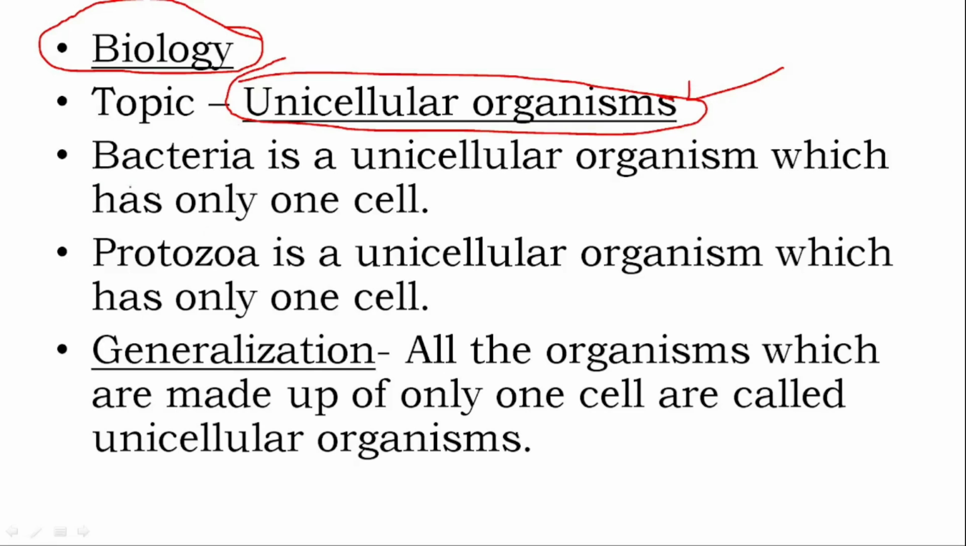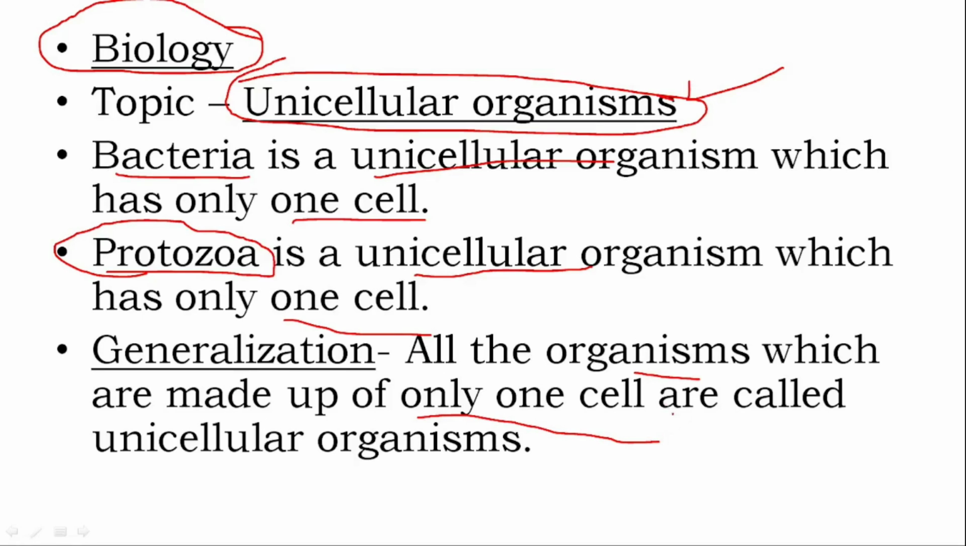Our first example is bacteria, a unicellular organism which has only one cell. Another example is protozoa, also a unicellular organism which has only one cell. After giving these examples, the teacher asks students to observe them carefully, find out the common thing and arrive at a generalization. Students will arrive at the generalization: all the organisms which are made up of only one cell are called unicellular organisms. This is how the inductive method proceeds, from examples to generalizations.